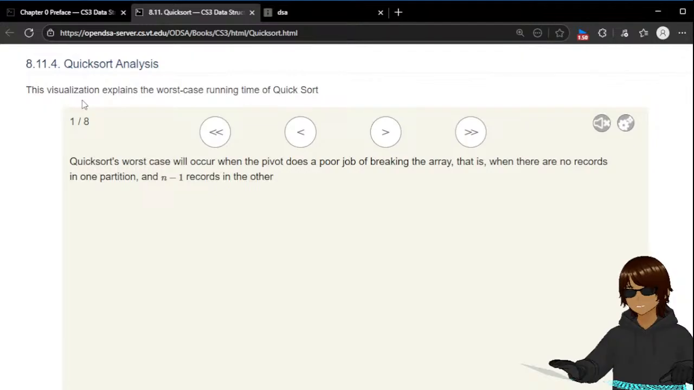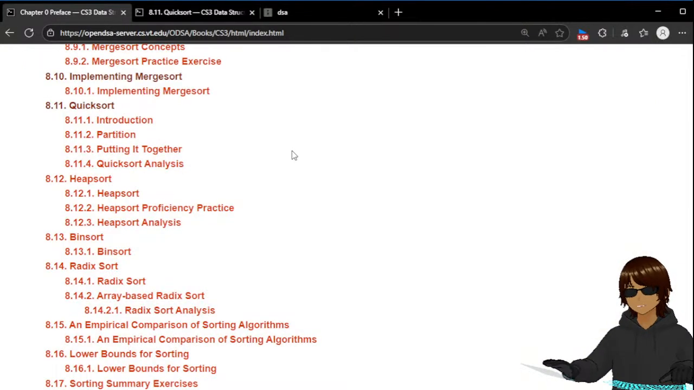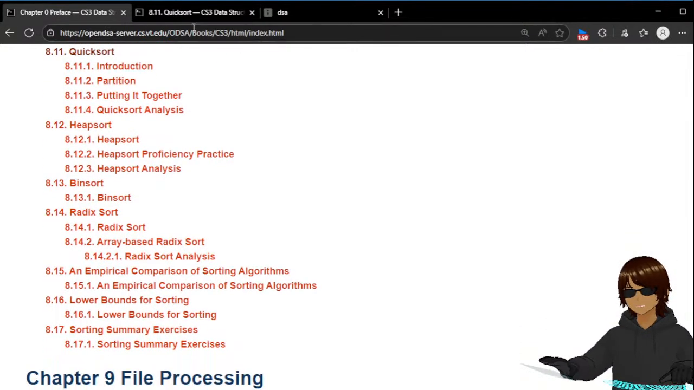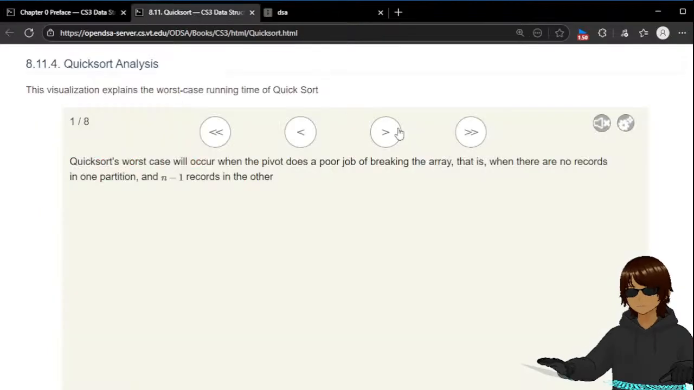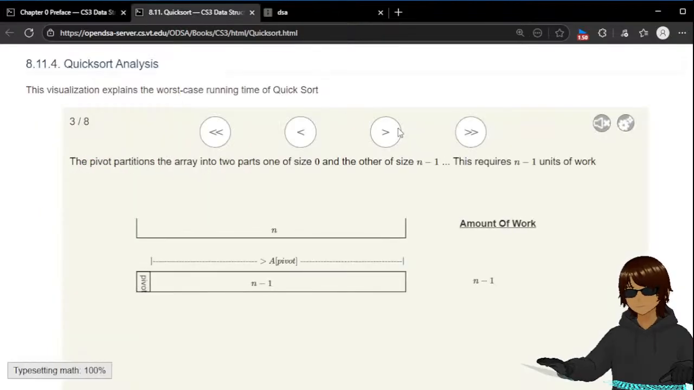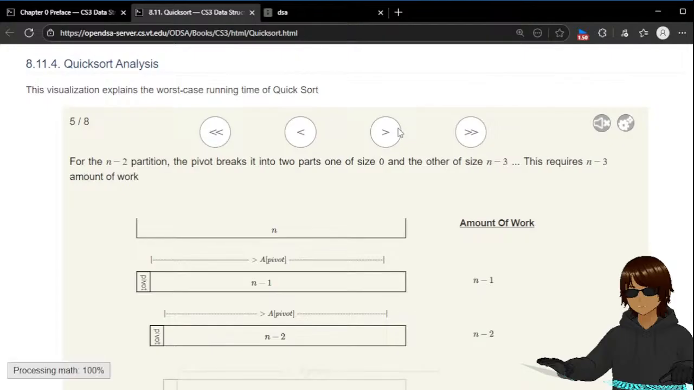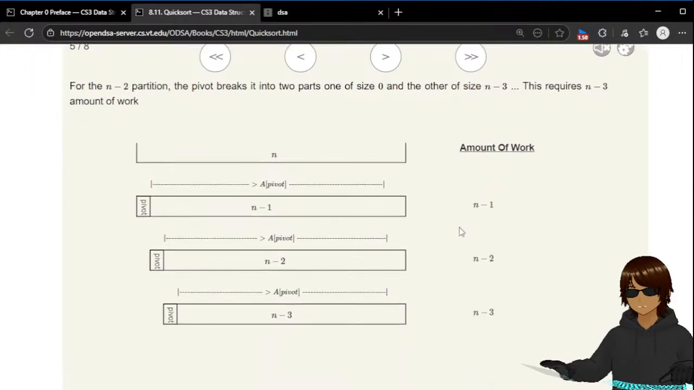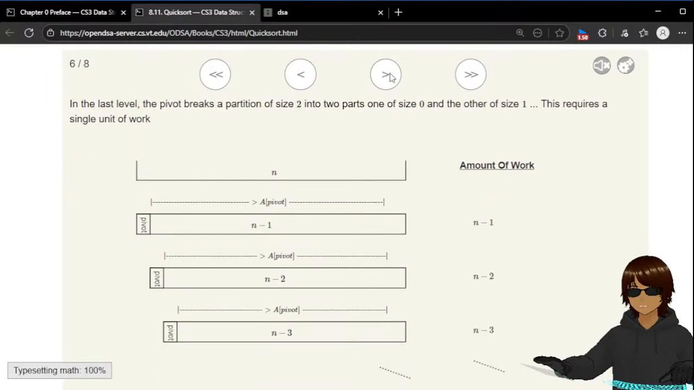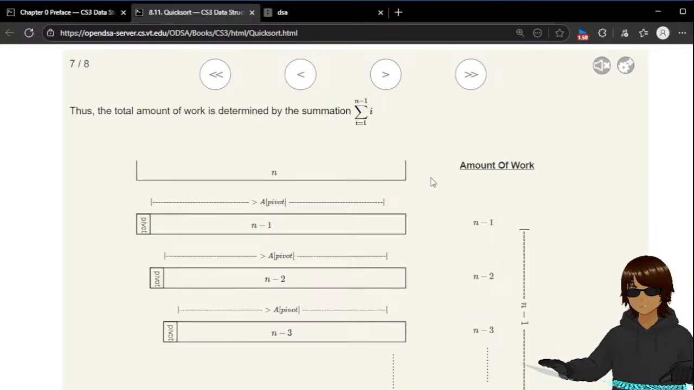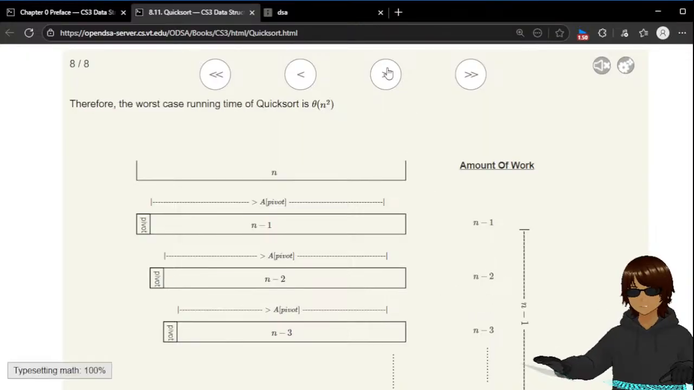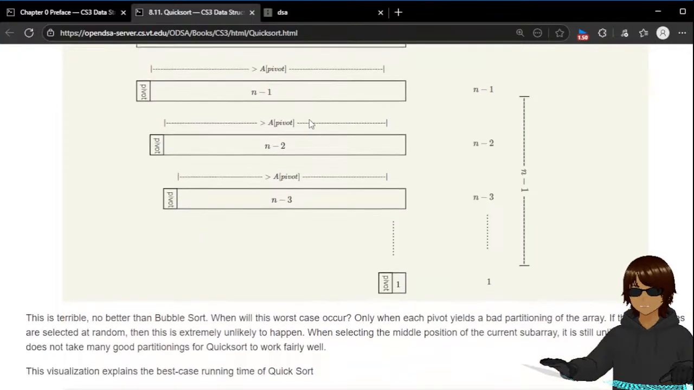The visualization explains the worst case running time of quick sort. How many sorts? Heap sort, bin sort, radix sort. In pivot, n minus 1 amount of work. The worst case running time of quick sort is theta n square.